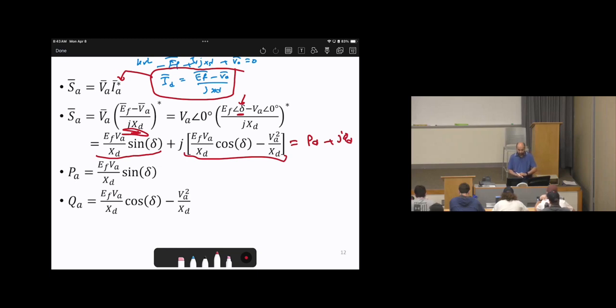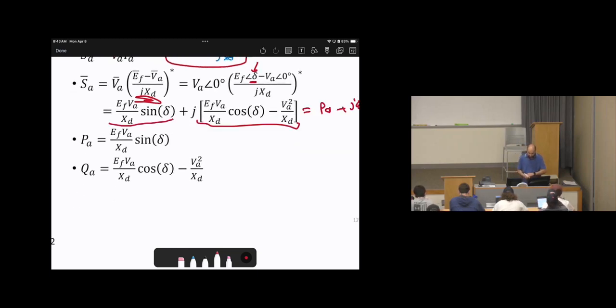Then the real power will be EF VA over XD sine delta, while QA will be EF VA over XD cosine delta minus VA square over XD. And if we need to calculate the power in three-phase, power three-phase will be 3 times power phase A, then reactive power three-phase will be 3 times reactive power phase A.